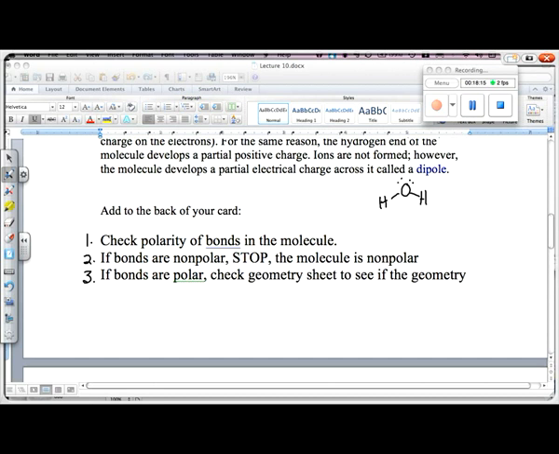All right, so get your electronegativity sheet out, and we are going to look at the electronegativity difference between oxygen and hydrogen. Now, we are not going to multiply it by 2. We're just going to look at the one type of bond that is in this molecule. So I have to get my electronegativity sheet.